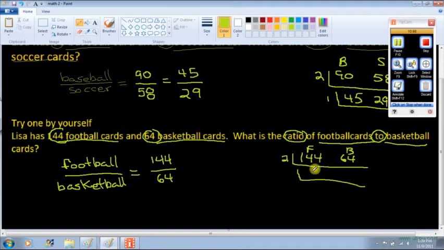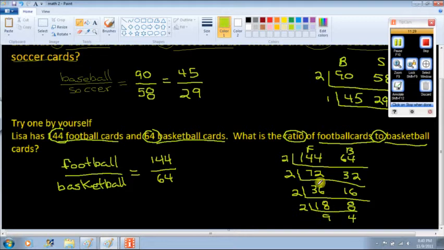So I know they share 2 as a common divisor. That's going to be 72 and 32. Again, they both share 2 as a divisor because they're both even numbers. That's going to be 36 and 16. Again, 2 is a common divisor. They're both even. So that's going to be 18 and 8. And then 2 as a common divisor. That's going to be 9 and 4. These only share 1 as a common divisor, so I know I'm done.